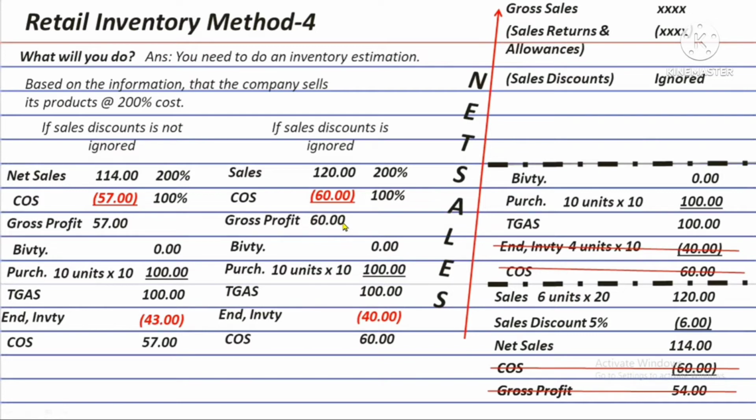So I hope I made that clear. So let me repeat that. Sales discounts are only ignored when estimating inventories. But if you are making the actual financial statements, please deduct the sales discount from the gross sales in order to get the correct net sales, in order to get the correct gross profit, and the correct net income. So, we're already finished in explaining why the sales discount should be ignored in estimating the inventories.